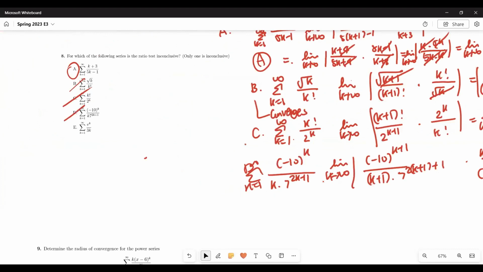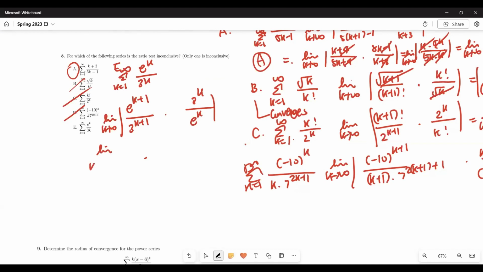Okay, let's do E. I'm going to write E in here. So e to the k over 3k, e to the k plus 1 over 3 to the k plus 1. I forgot to write the sigma. And then this is limit of k goes to infinity. So multiply by the reciprocal of the original, which is 3k over e to the k. I'm going to separate it out. So limit k goes to infinity, e to the k times e over 3k times 3, times 3k over e to the k.